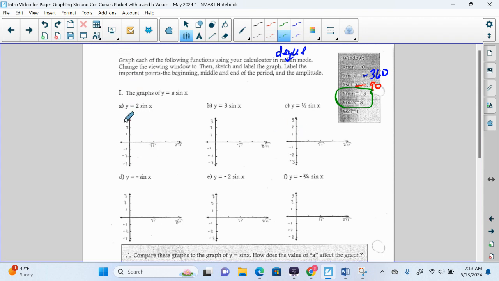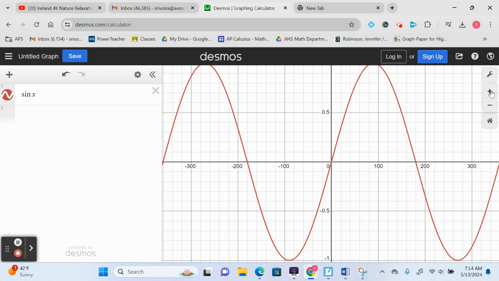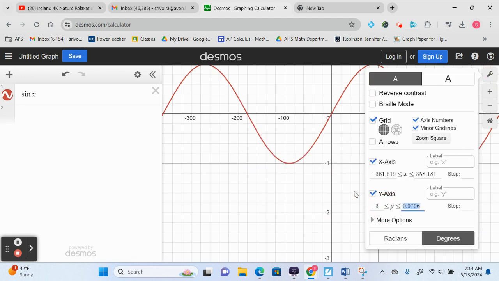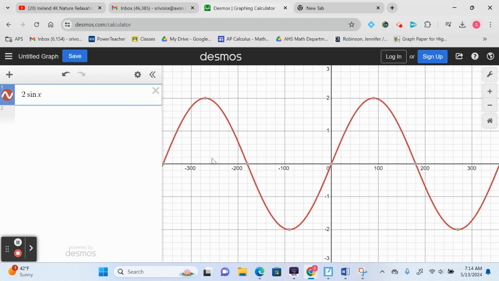So then you're going to go ahead and put in y equals, if I go here to Desmos, I'm going to change my window from -3 to 3. Then all I'm going to do is make this 2 sine x. You see it goes up a little higher, and maybe not so coincidentally, it looks like it goes up to the height of 2. Okay, and notice here with the decimals, it's nice.